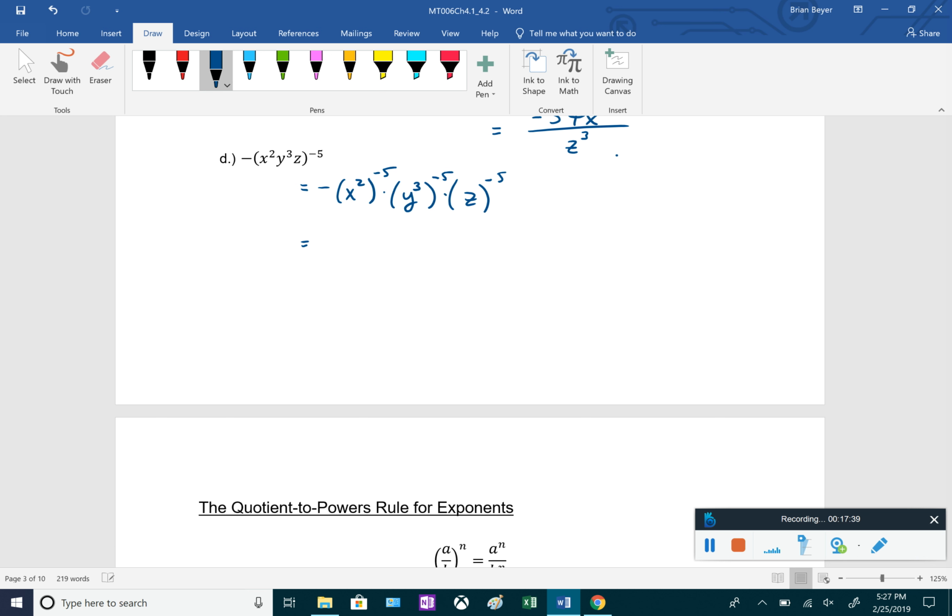So all of these are powers to powers, so we're going to be multiplying. So it's going to be negative x to the negative 10, y to the negative 15, and z to the negative 5. All of those exponents are negative, so to make them positive, we throw them in the denominator. So if we do that, there's going to be a 1 left out front, a 1 left in the numerator. So in the denominator, it's going to be x to the 10th, y to the 15th, and z to the 5th.